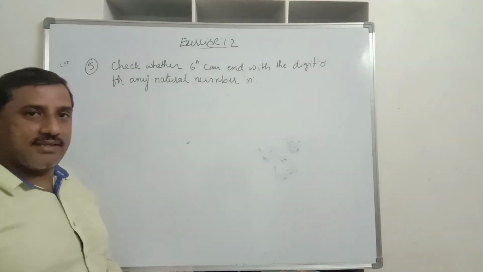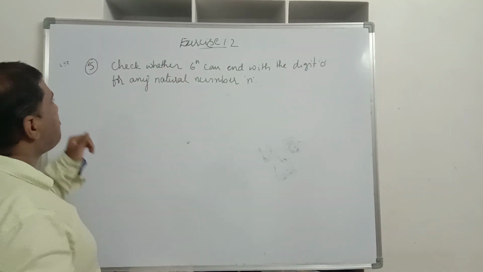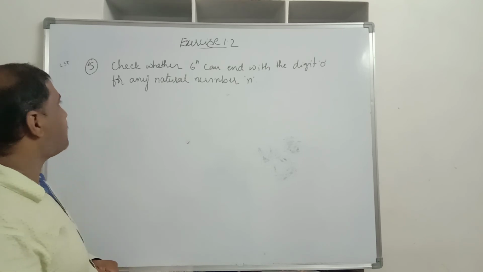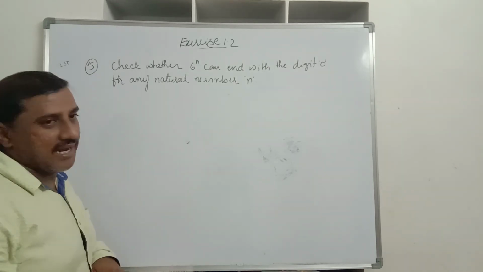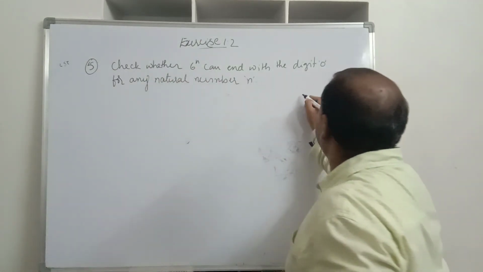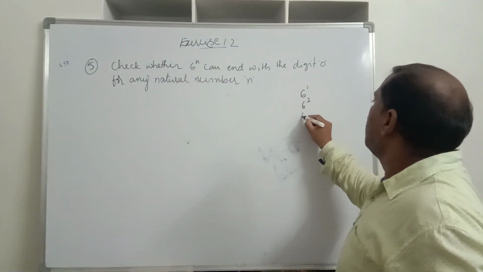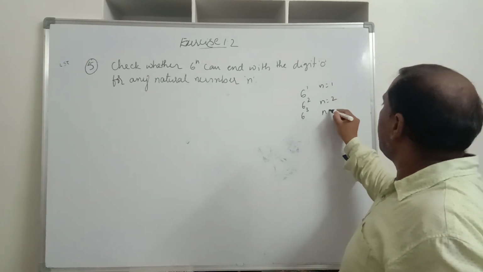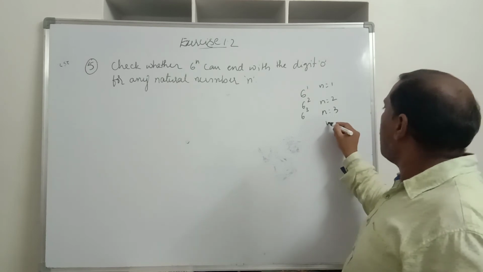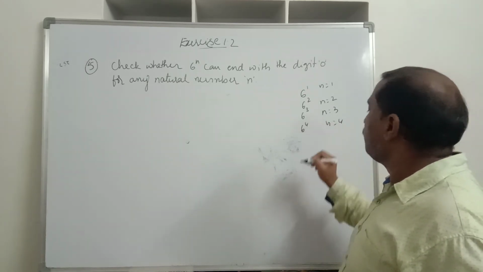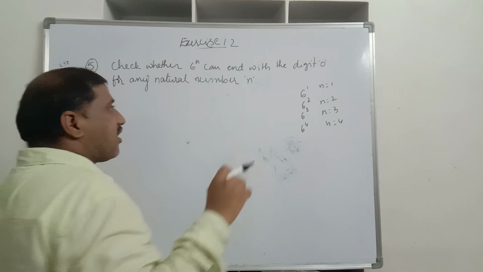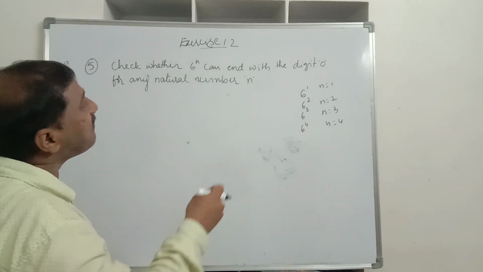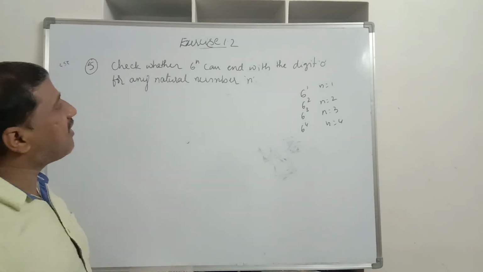Now, we will discuss exercise number 1.2, the fifth bit. Check whether 6 to the power of n can end with the digit 0 for any natural number n. For any natural number n means 6 to the power of 1, 6 square, 6 cube. When n is equal to 1, n is equal to 2 it is 6 square, n is equal to 3 it is 6 cube, or n is equal to 4 it is 6 to the power of 4. So whether this 6 to the power of 1, 6 square or 6 cube or 6 to the power of 4 and so on will end with the digit 0 or not is our question.